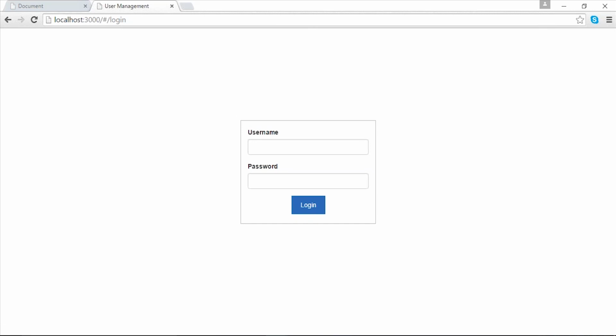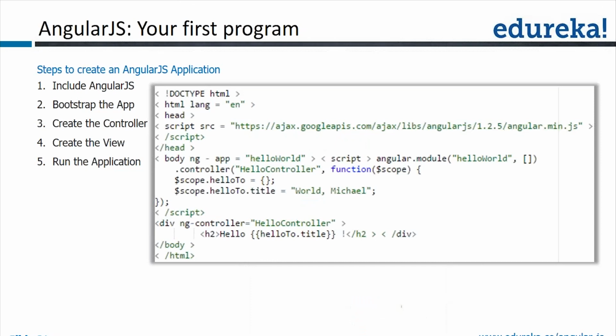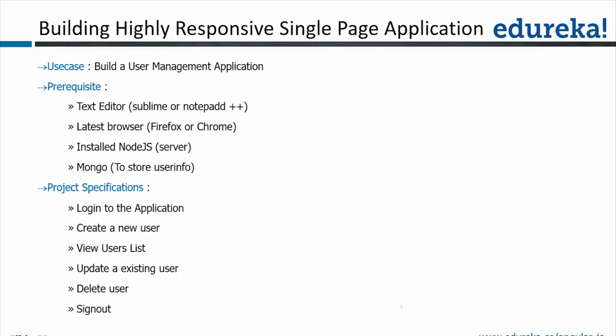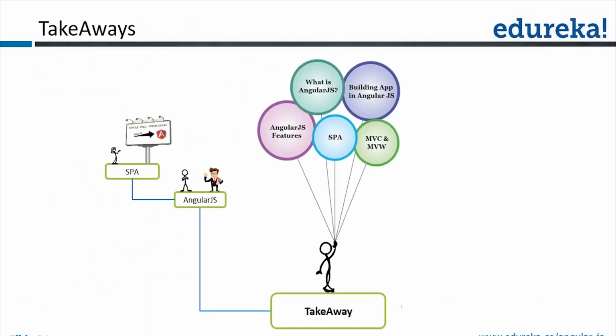Okay, so let's go to the next PPT slide. We have created our first program and we have seen the demo of our user management system also. Next one is takeaway. So what are all the things we have seen? Today we discussed what AngularJS is, and some of the features of AngularJS like two-way binding, custom directives and other stuff. Next we discussed what a single page application means, then MVC and MVW frameworks. These are all the things we discussed, and we'll have our knowledge of this.